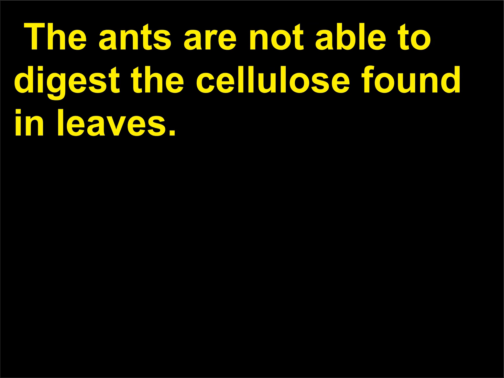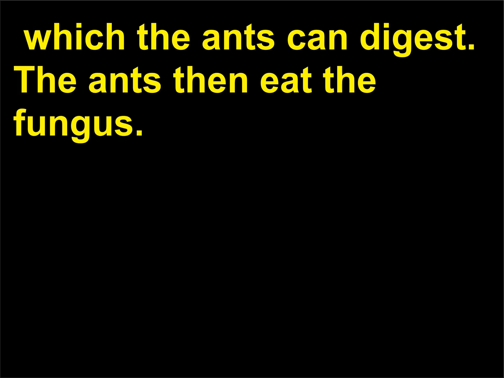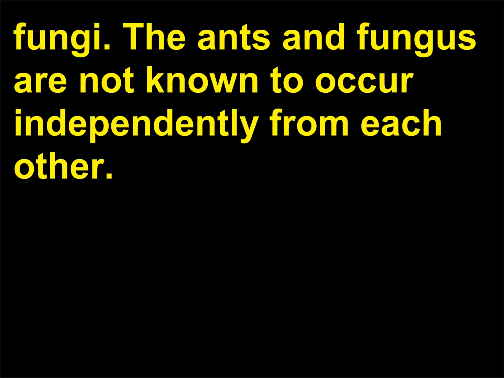The ants are not able to digest the cellulose found in leaves. The fungus breaks down the cellulose, a food source for the fungus, and converts it into carbohydrates and proteins, which the ants can digest. The ants then eat the fungus. The ants provide the fungus with a guaranteed food supply and eliminate competing fungi. The ants and fungus are not known to occur independently from each other.